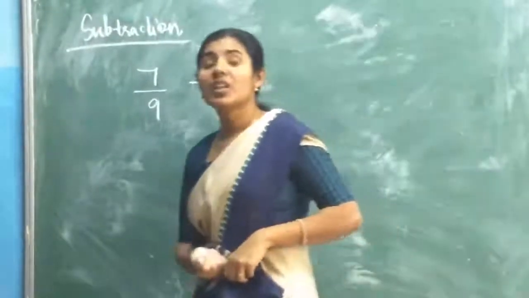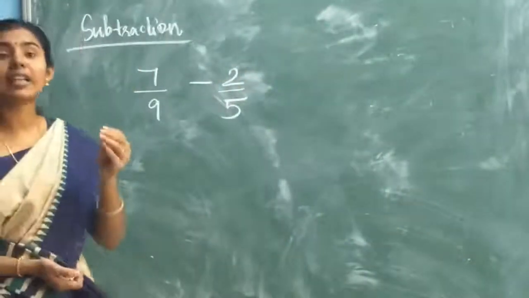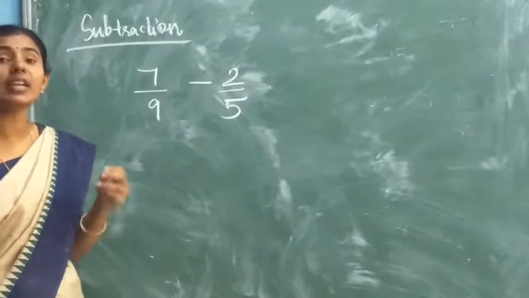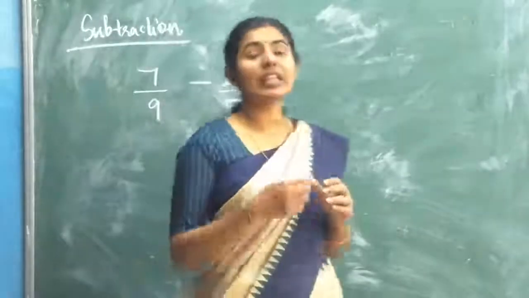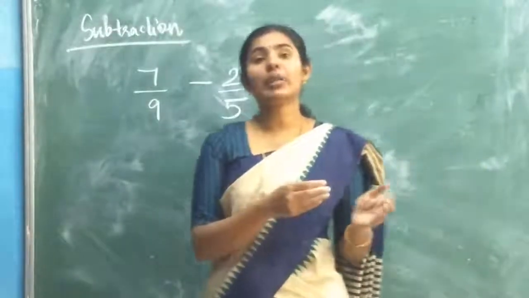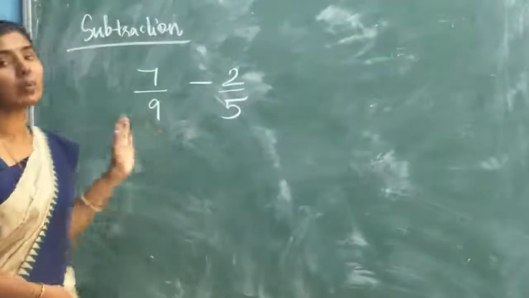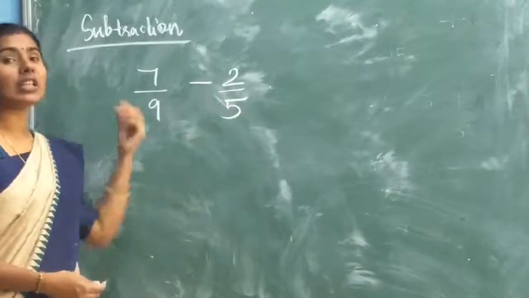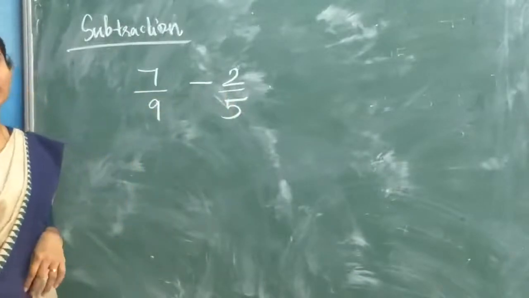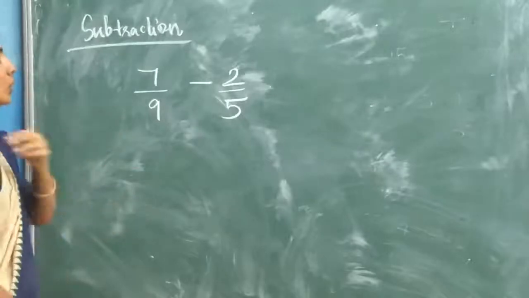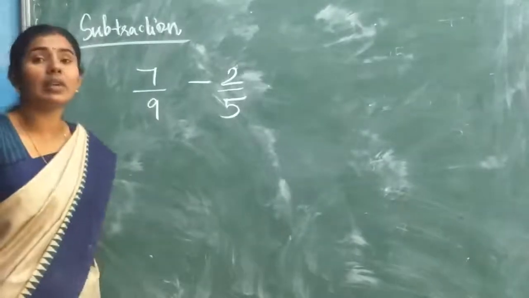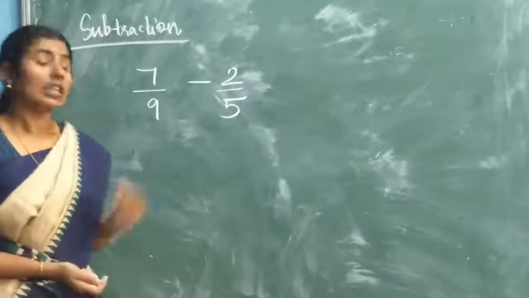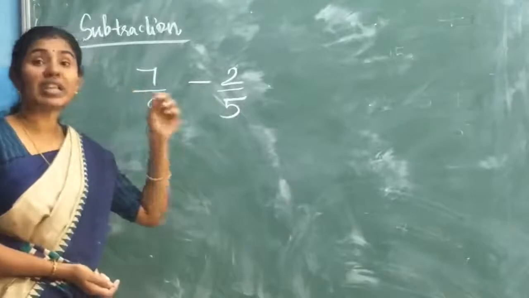Now you know how to add the rational numbers. Here I am going to explain how to subtract the rational numbers. See here, the same rule which you apply for addition, you should apply for subtraction also. Only one thing: there we are adding the rational numbers, here we are subtracting them. Only that difference is there. Now which rational numbers have they given? 7 divided by 9 and 2 divided by 5. These two rational numbers you should subtract.